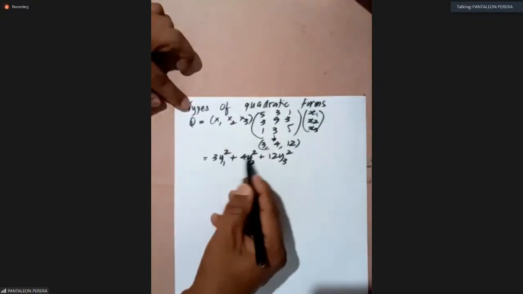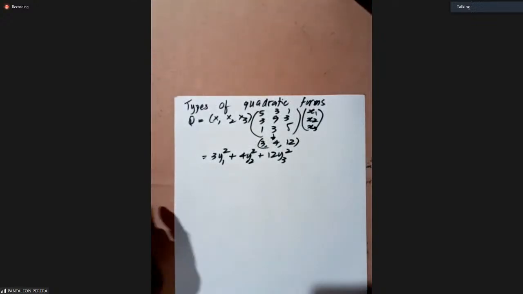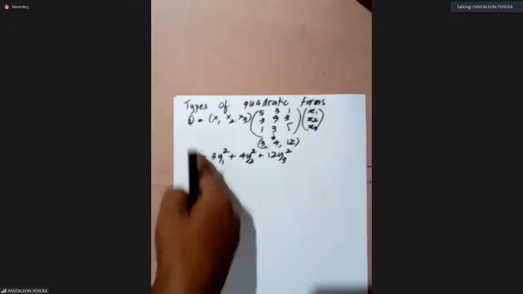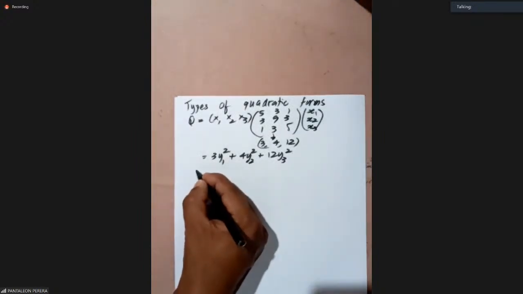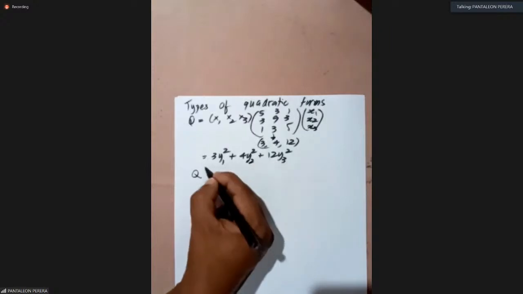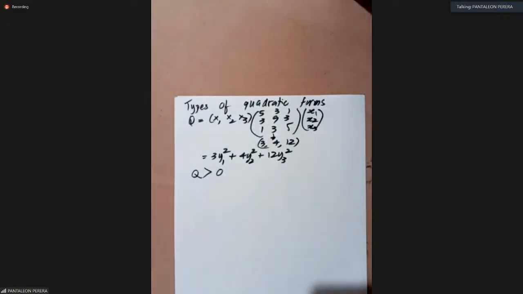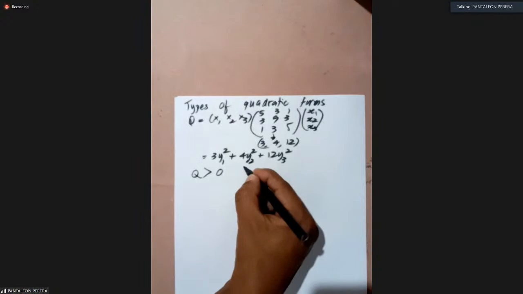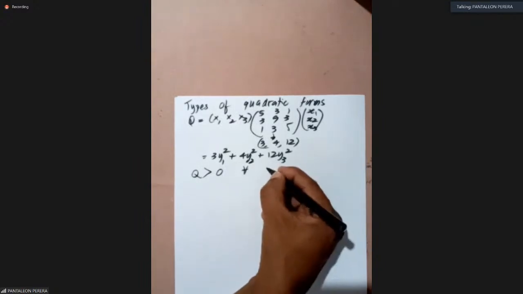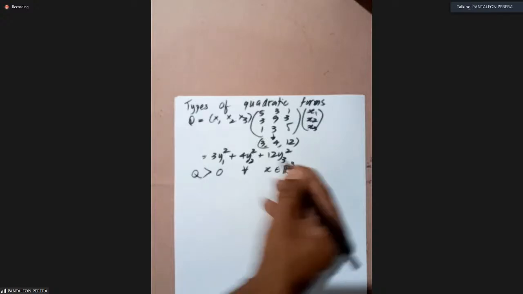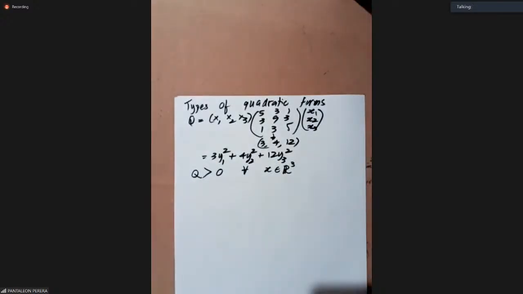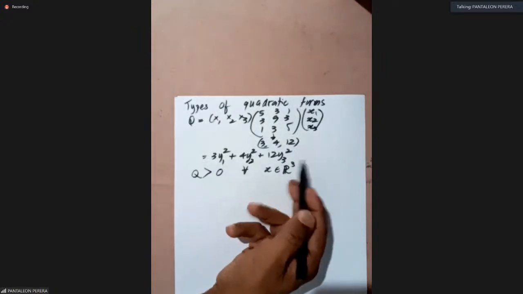These are linear functions. What is the behavior of this? It is a sum of squares. Therefore, this is always greater than 0 for all x in R3. Is it correct? This is always positive.